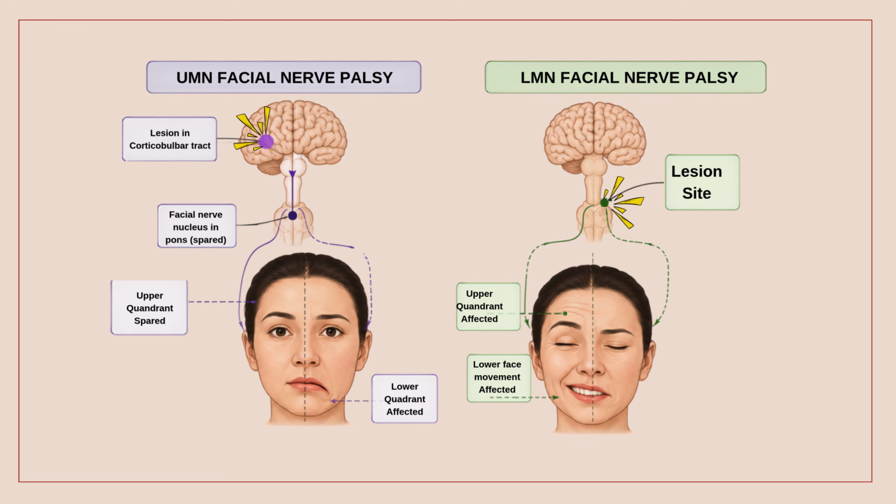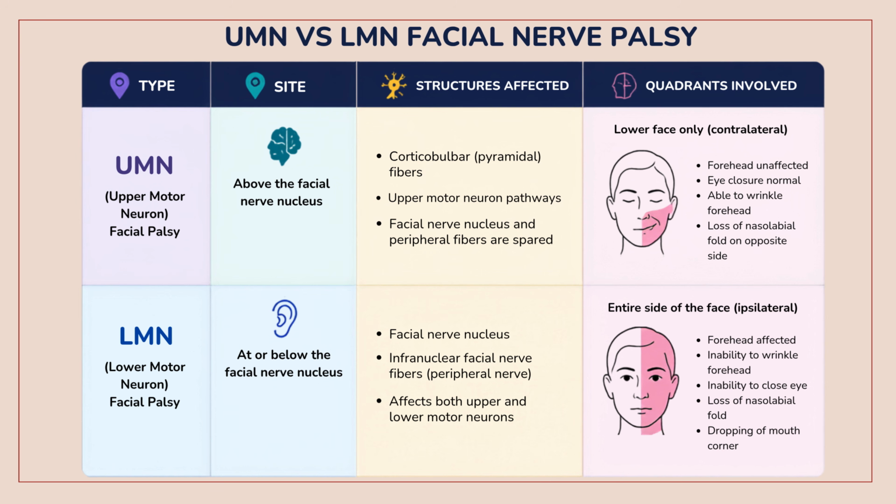In contrast, an LMN lesion affecting the facial nerve or nucleus causes weakness of both the upper and lower face of the same side. So remember, UMN: contralateral lower facial weakness with relative forehead sparing. LMN: ipsilateral weakness of the entire side of the face. This distinction is extremely important when you are localizing a facial lesion.